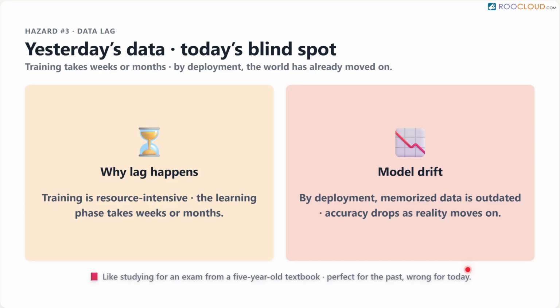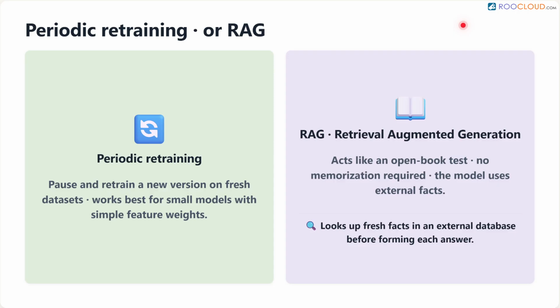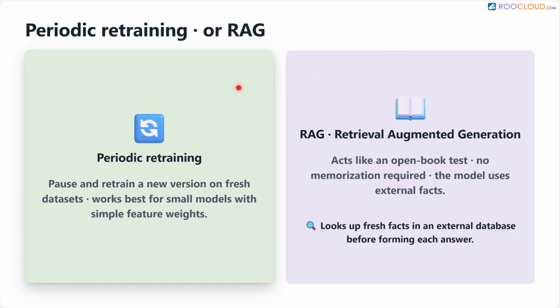Think of it like studying for an exam using a textbook printed 5 years ago. Your answers will be perfectly aligned with the old book, but completely wrong for today. Organizations can solve this lag in two distinct ways. The first method is to periodically pause and retrain a new version of the model using freshly updated datasets. This works best if the model is small and you are just updating simple feature weights.